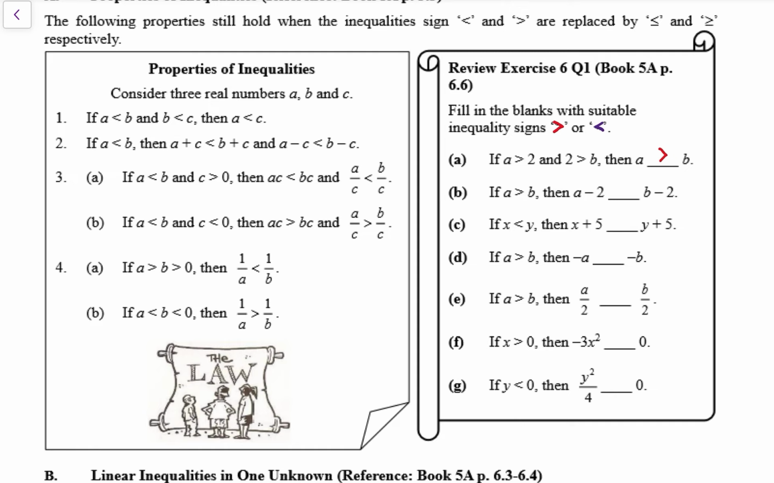Part B, A is greater than B, and if we subtract 2 on both sides, then the inequality sign still holds, so we have A minus 2 greater than B minus 2. Part C, x is less than y, and this time we are adding 5 on both sides, so the inequality still holds, so x plus 5 is less than y plus 5. So we have looked at the first property and the second property.